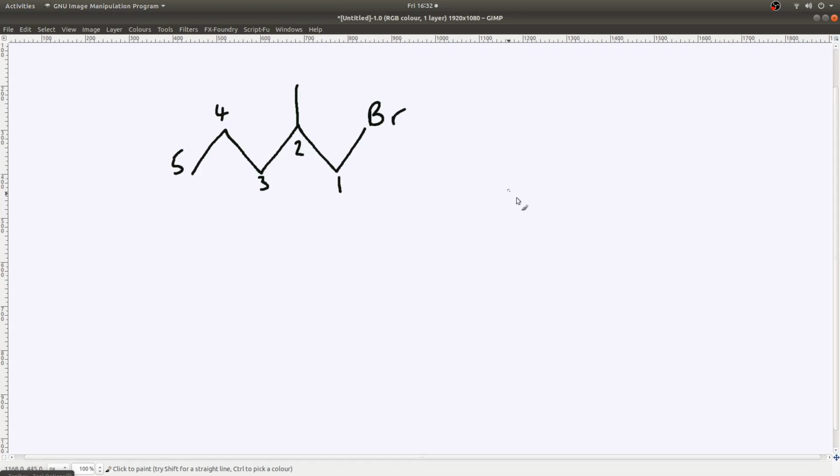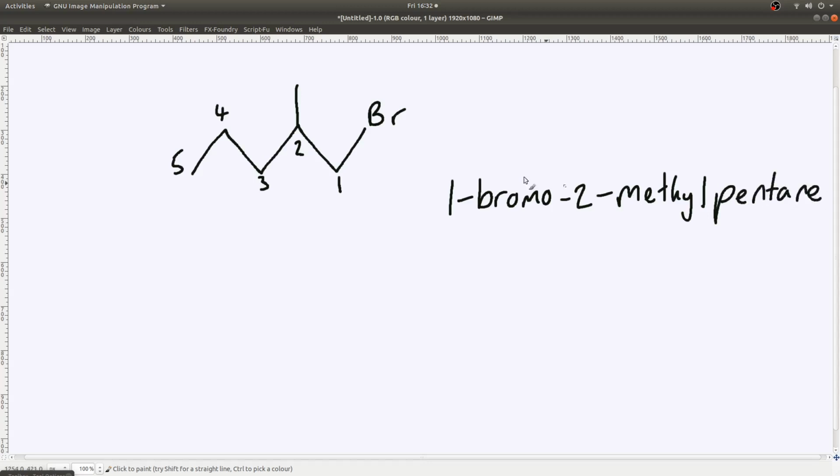We've got a 5 carbon chain, so what we're going to have here is 1 bromo, 2 methyl, and then because we have 1, 2, 3, 4, 5 carbons, that will be pentane. So 2 prefixes here, 1 for the bromo group, 1 for the methyl group, B before M, so that becomes alphabetically first, and there we go, 1 bromo, 2 methyl, pentane.